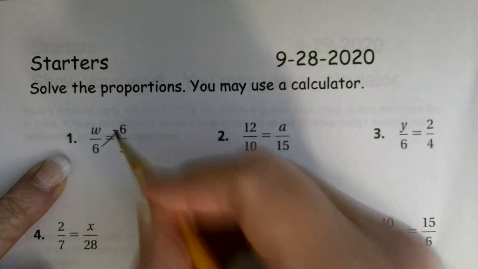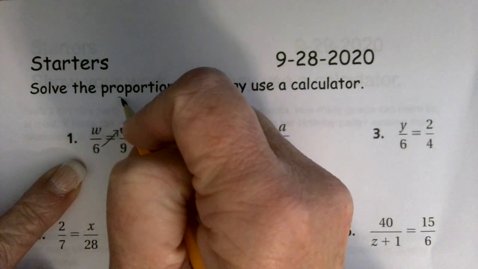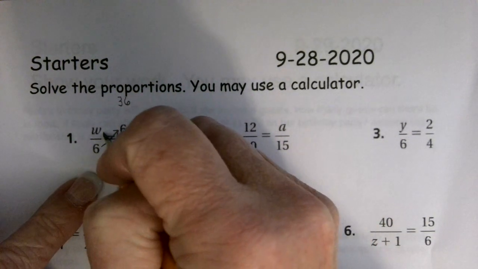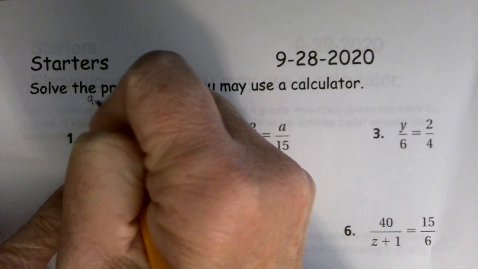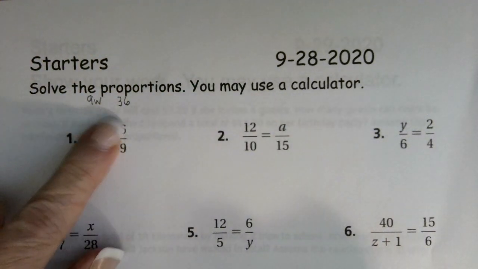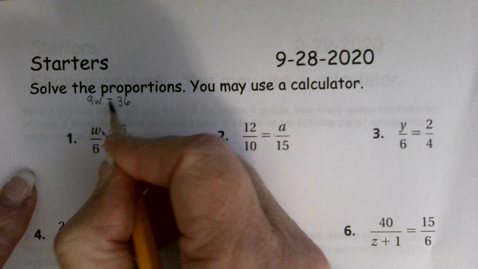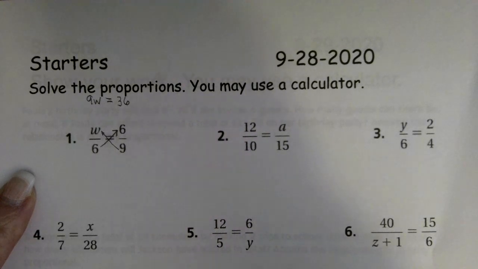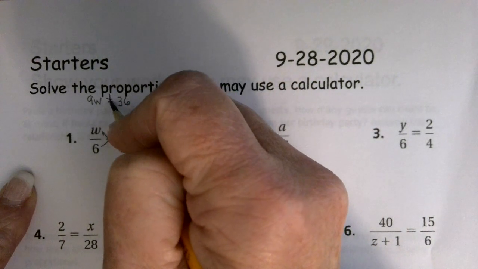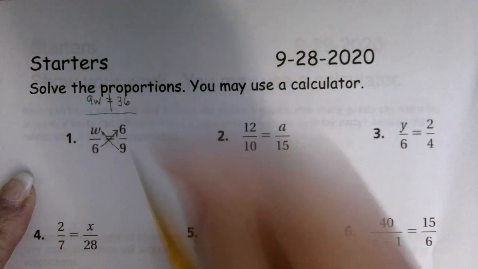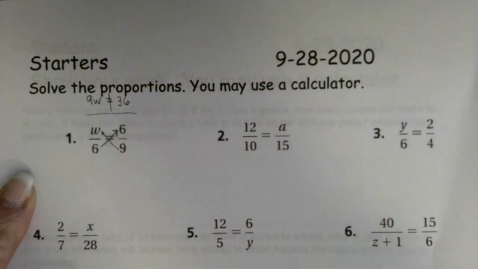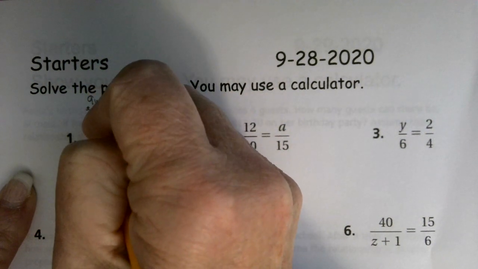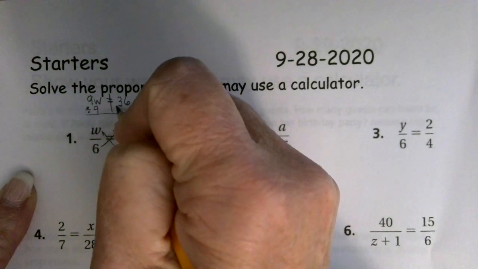So I multiply 6 times 6, and that equals 36. And then I multiply 9 times W, and that's 9W. And remember, when we have proportions, those two things have to be equal. So we set up our equation, 9 times W is equal to 36. Then to solve that, we split the equation. And then we're going to be trying to get the W so that it's by itself. So we have to do the opposite of multiplying by 9, which is going to be dividing by 9.